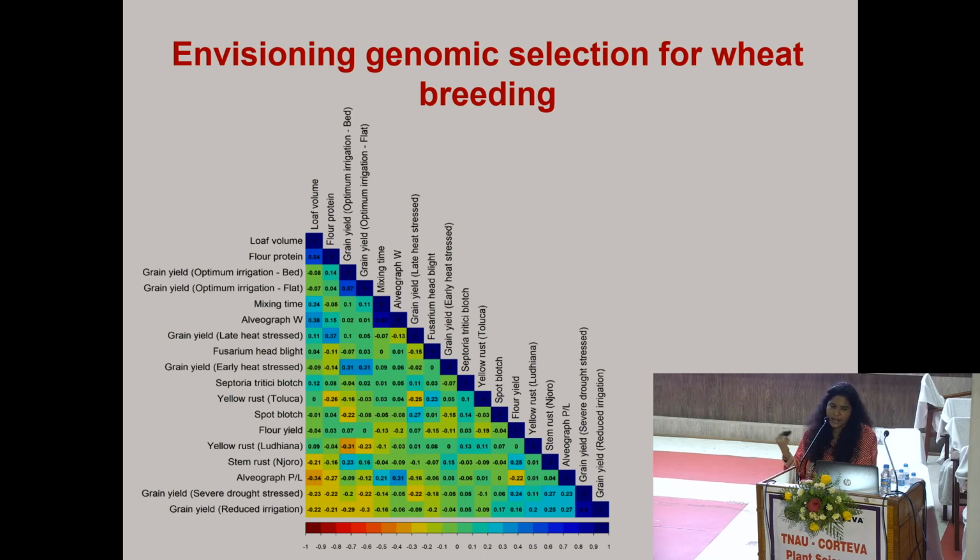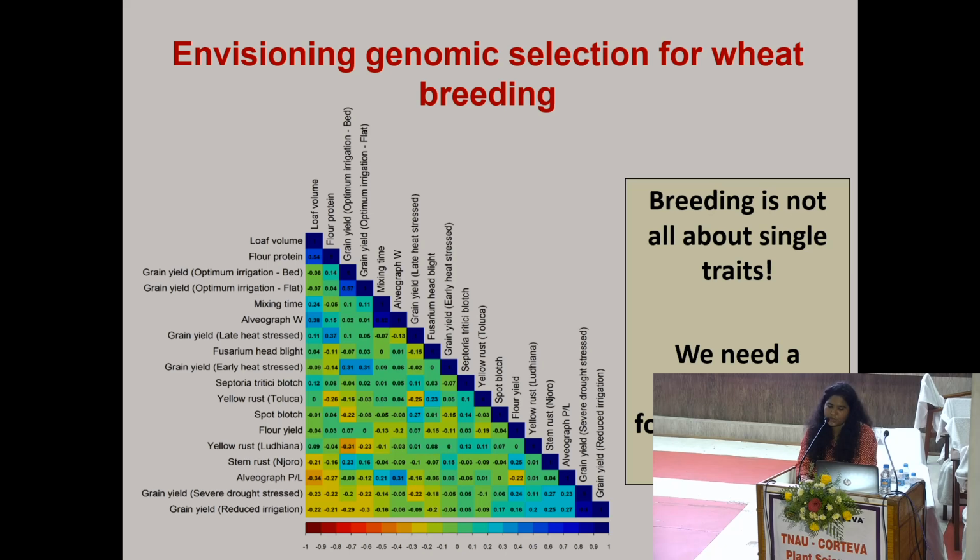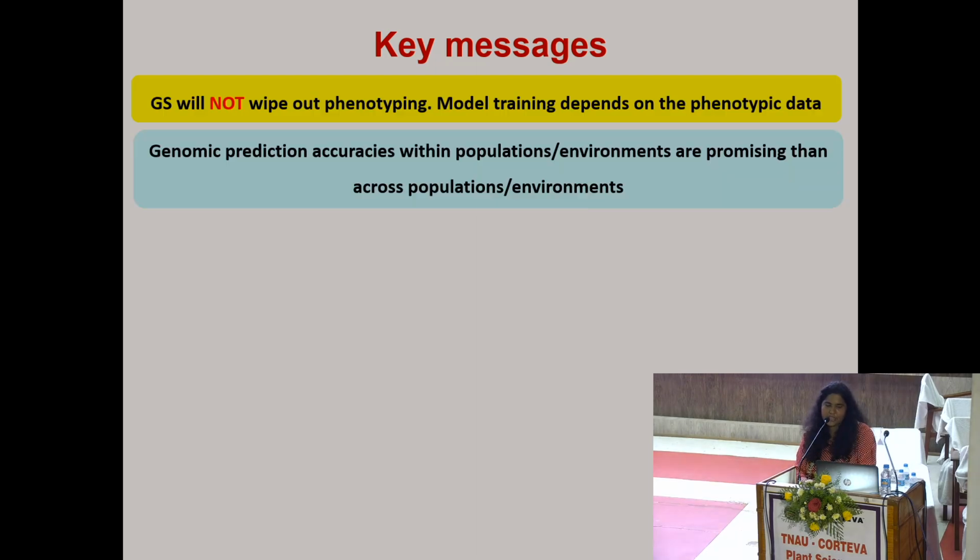In this figure, I'm showing you the different traits and the correlations between different traits. One trait might have a very low correlation with another trait, and predicting one trait is not always going to help the breeder. Breeding is not all about single traits, and we always have to incorporate selection indices with multiple traits, and we need a broader vision for implementing GS in wheat. And then since my time is up, I'm just going to skip that.